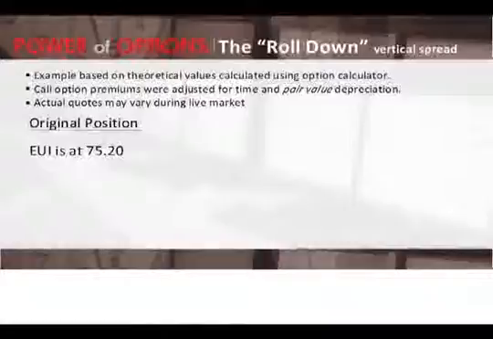So the idea, of course, is that what we can do is what we call a roll-down strategy. Now, the one thing that I just want to emphasize here is that what we've done is we've taken yesterday's pricing opportunity for our option contract, and then we've used our option calculator to essentially adjust for time and for the pair value depreciation in terms of a change in the underlying.